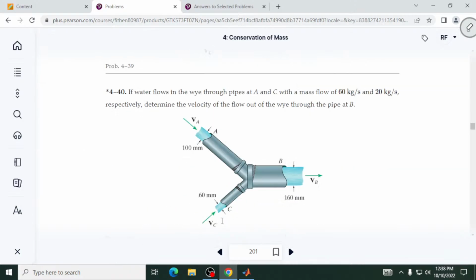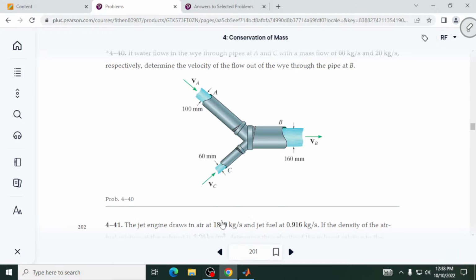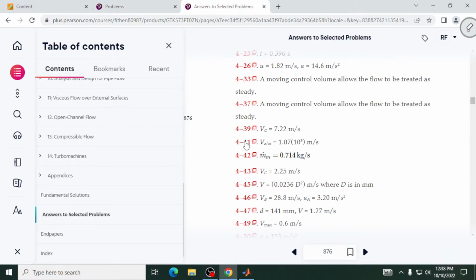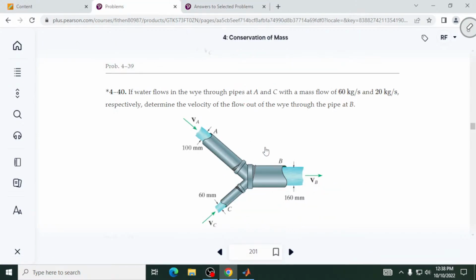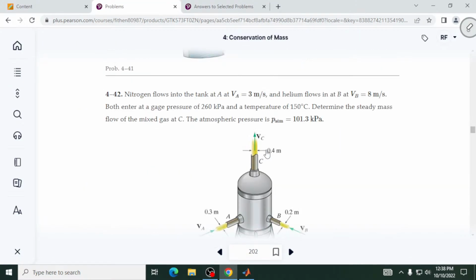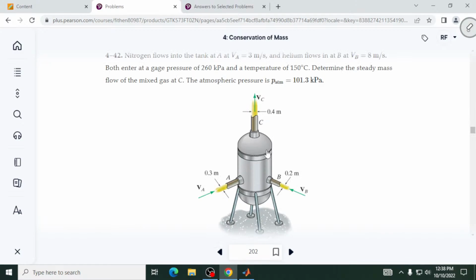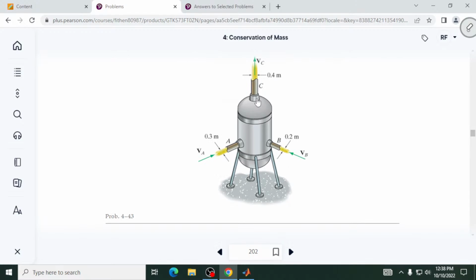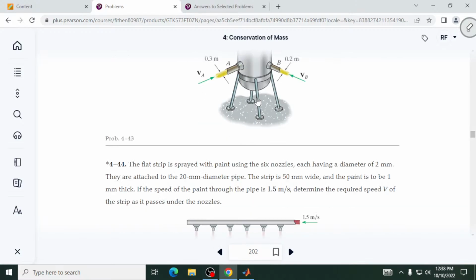Oh, what is this? If the water flows, mass flow. I think the asterisk means there's no answer to that one. Oh, here's another one with multiples. I don't want to do that one. I don't want to do that one too. It looks funny looking. It looks like a robot on an old 60s.